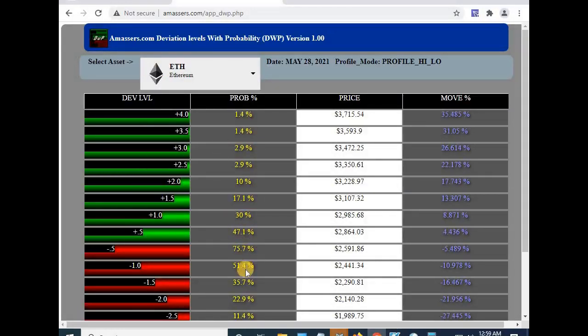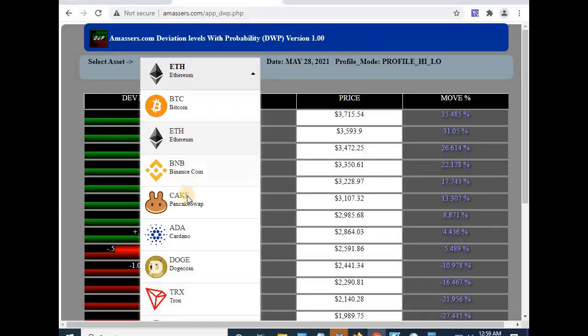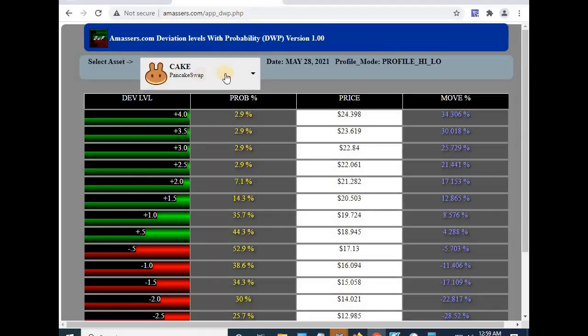There's maybe about the same. There's a lot of correlation. Well, might be a little better for staying inside of the numbers on ETH. Cake, you'll see there's 35 there. There's 38 there. So it's kind of 50-50 either way.